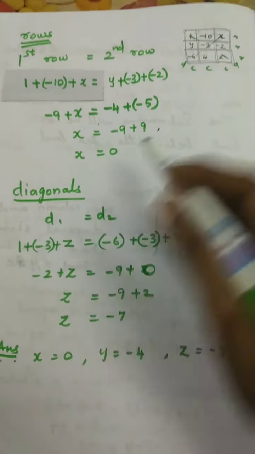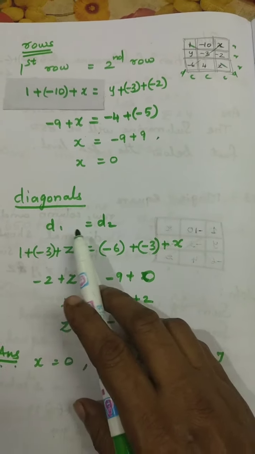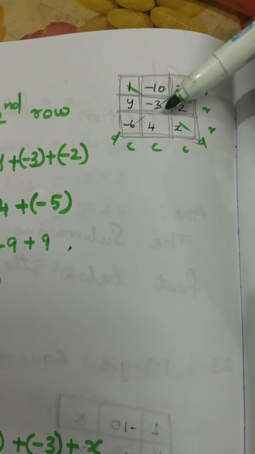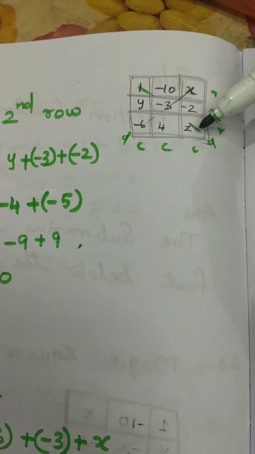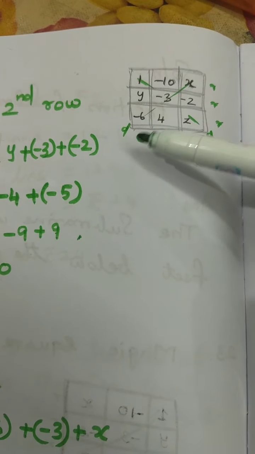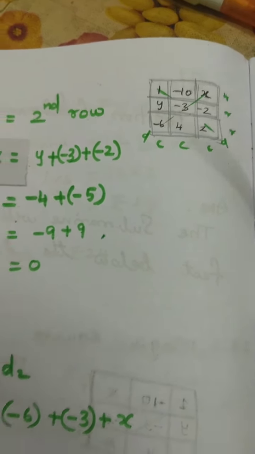Then we will take the diagonals. First diagonal 1 is equal to diagonal 2. What is diagonal 1? 1 plus minus 3 plus z. Then diagonal 2 is minus 6 plus minus 3 plus x.